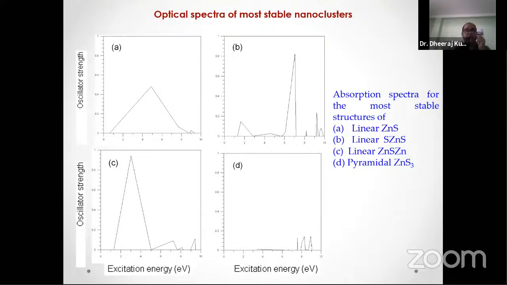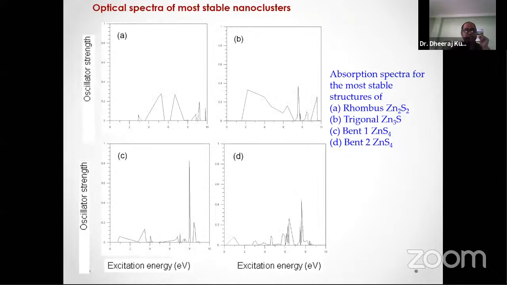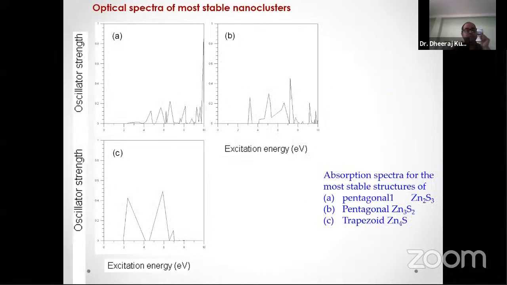These are the optical spectra only for the most stable structures. We obtain that their spectra lie mostly in the ultraviolet range. Very few of them lie in the visible range. Next slide, ma'am. This is also the optical spectra only for the most stable ones. One more slide. Next slide will also represent, yes, all these spectra only for the most stable structures. Next slide, ma'am.